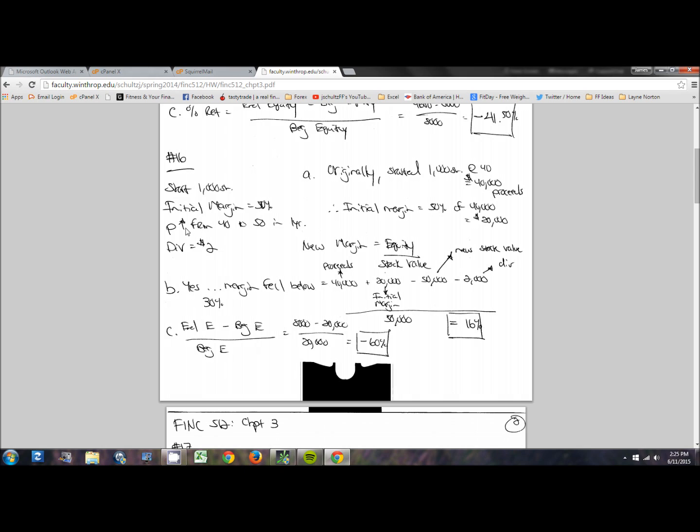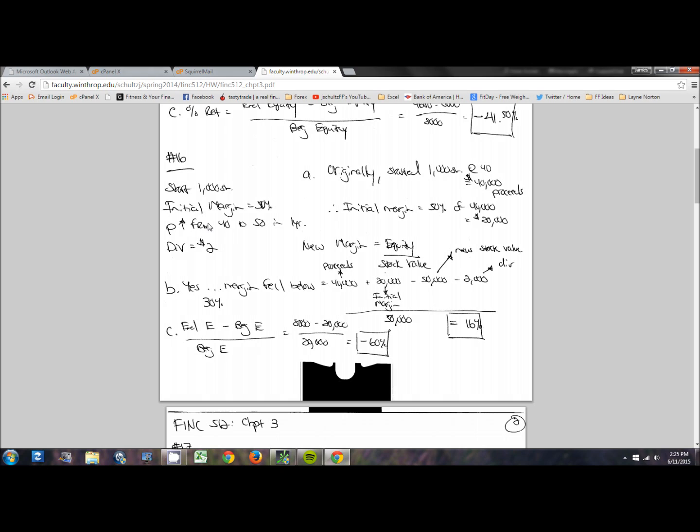So the price goes up from 40 to 50 in 1 year. And the stock pays a $2 dividend during that year. The basic idea is we're going to try to work out what happened to your position as we try to answer parts A, B, and C.